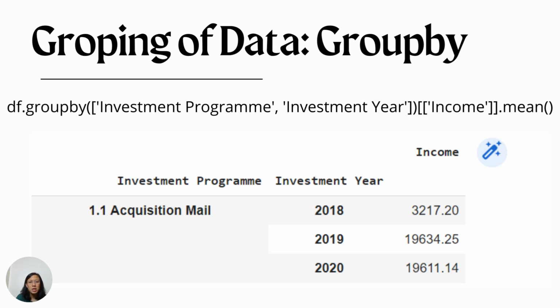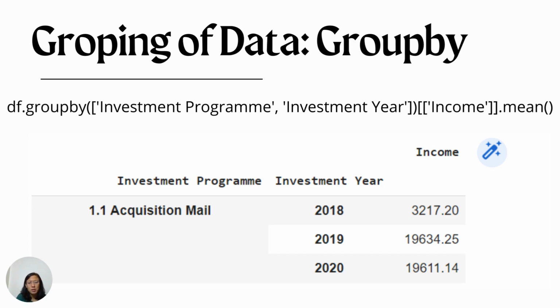In the group by method, we can not only group at one level, we can also do 2-level grouping. In this example, we perform the 2-level grouping by providing 2 variables in the group by method. You can see that there's a square bracket, and then I give both investment program and investment year. If you look at this result, we can see that under the acquisition mail investment program, in 2018, there is an average income.